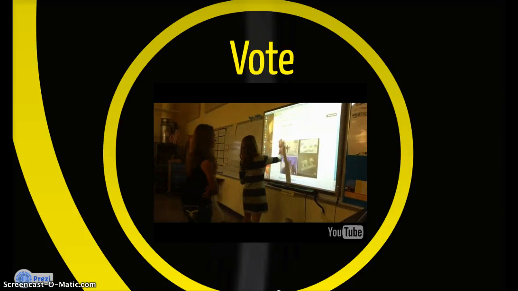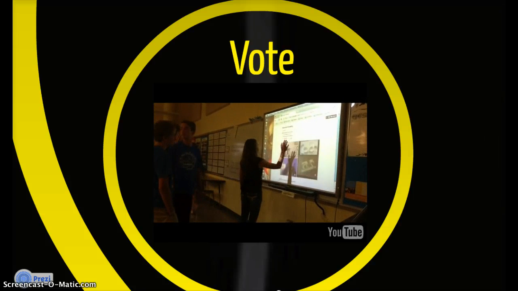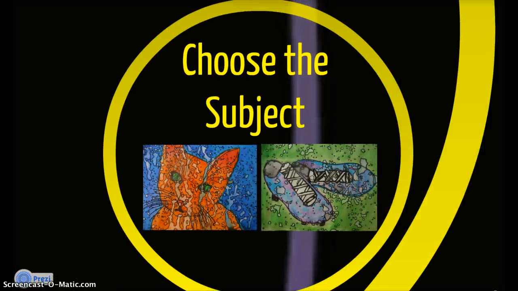You can have them just raise their hands or vote on the board, have two pictures on the board and have them vote. Voting helps you hear their voice and empowers your students, and also allowing students to choose their own subject is a great and simple way for students to feel empowered and also to have a little buy-in on the project that they're creating.